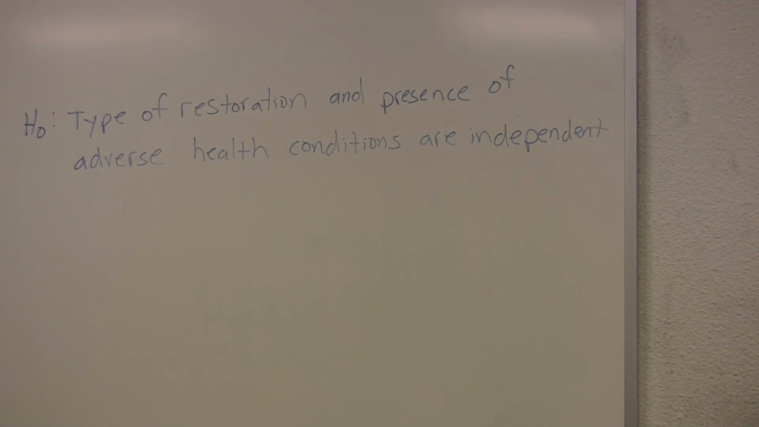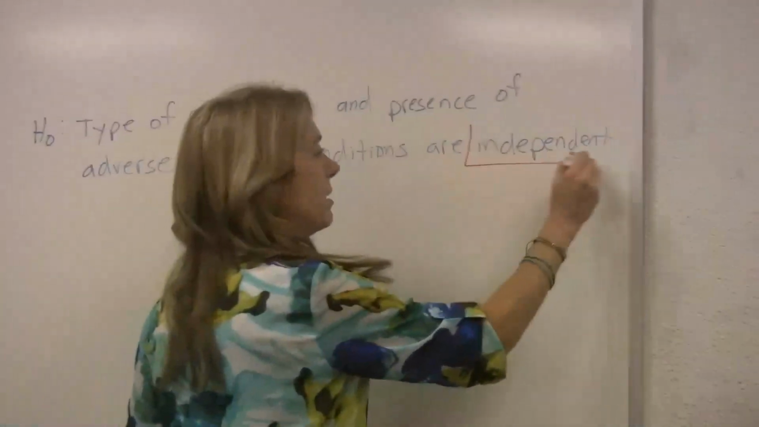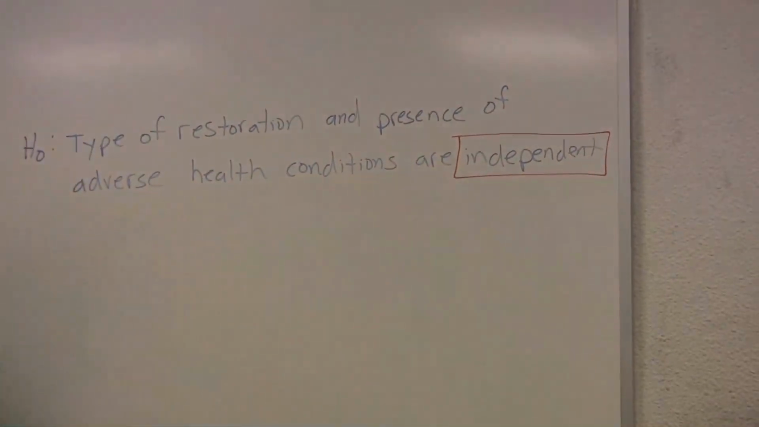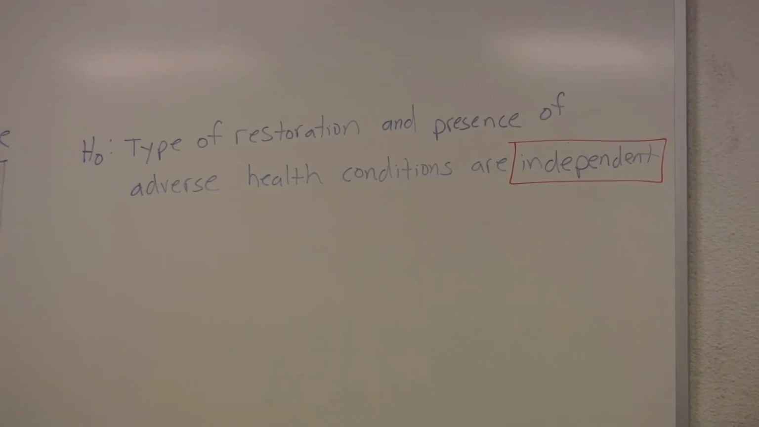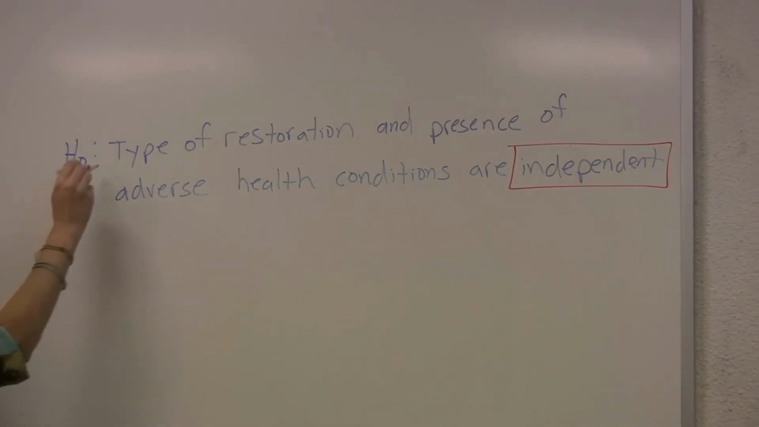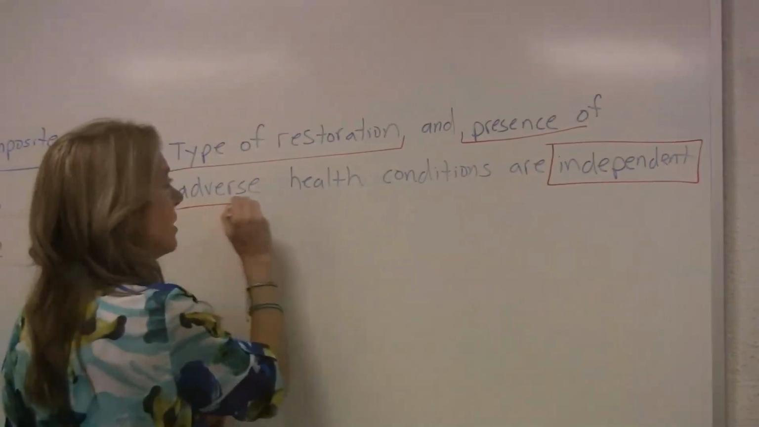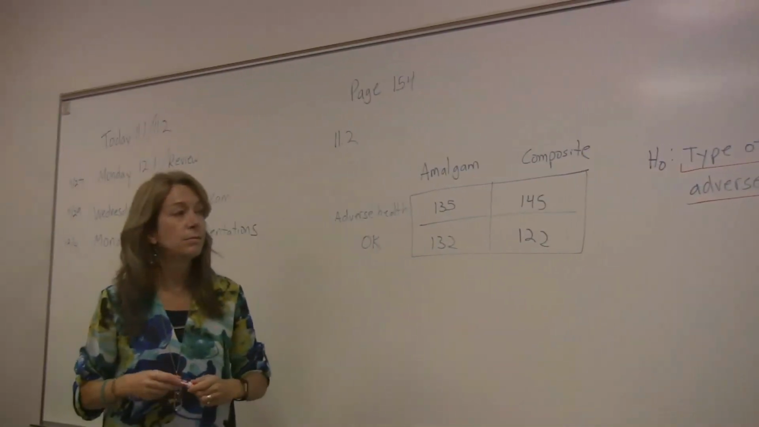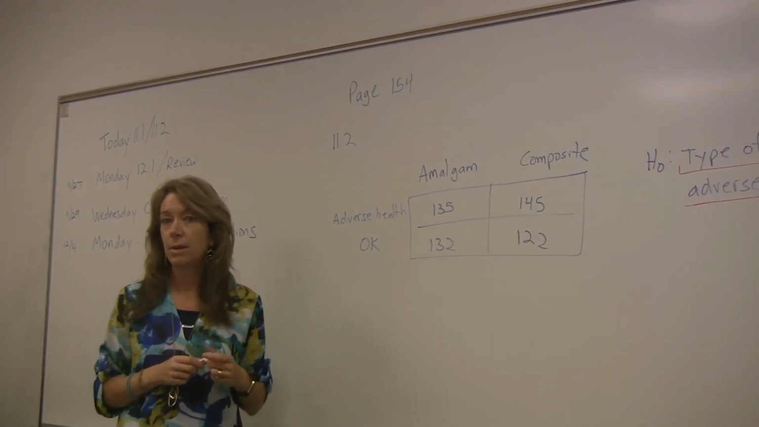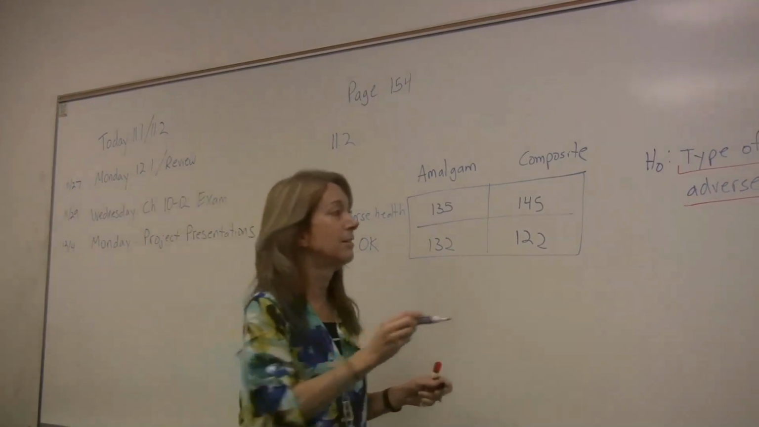So let me underline a couple things. First off, your H0 always has the independent in it. Always. And then you're just describing this variable and that variable. So the one variable is the type of restoration, the other one is the presence of adverse health conditions, and we just say they're independent. And then guess what H1 is? That they're dependent.